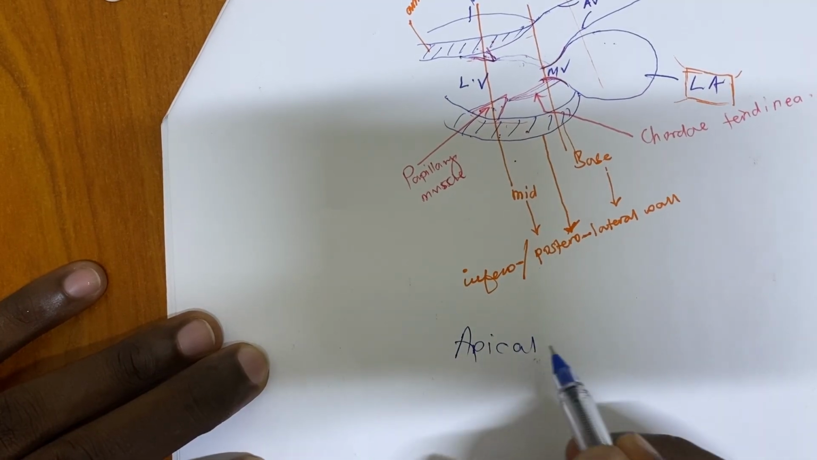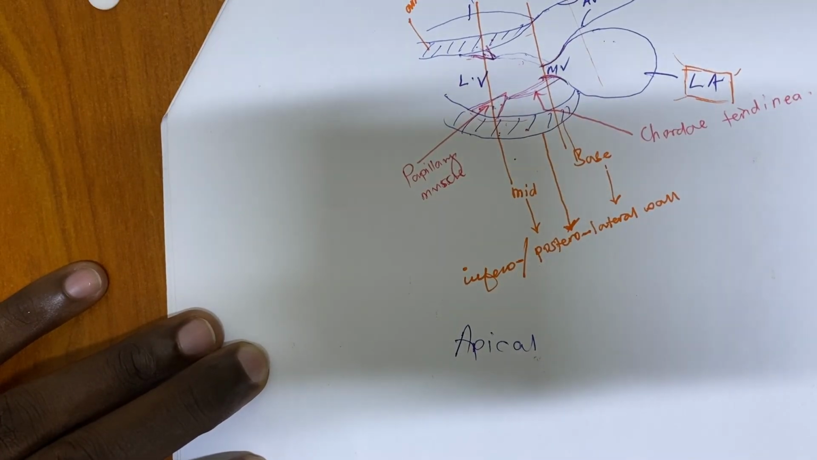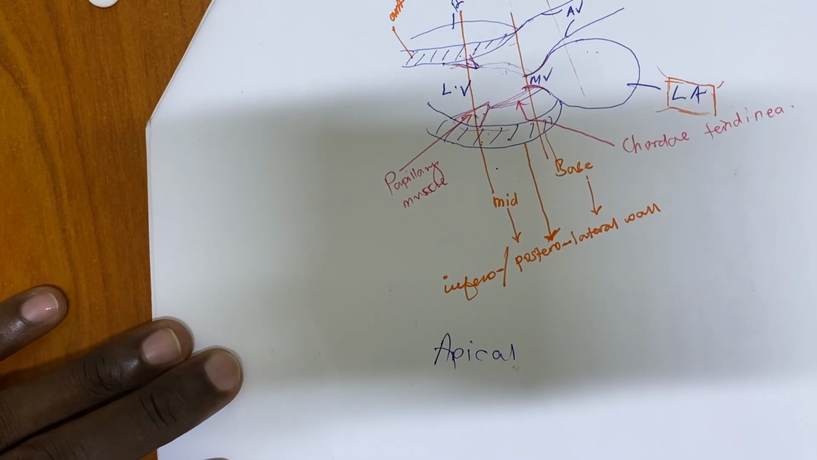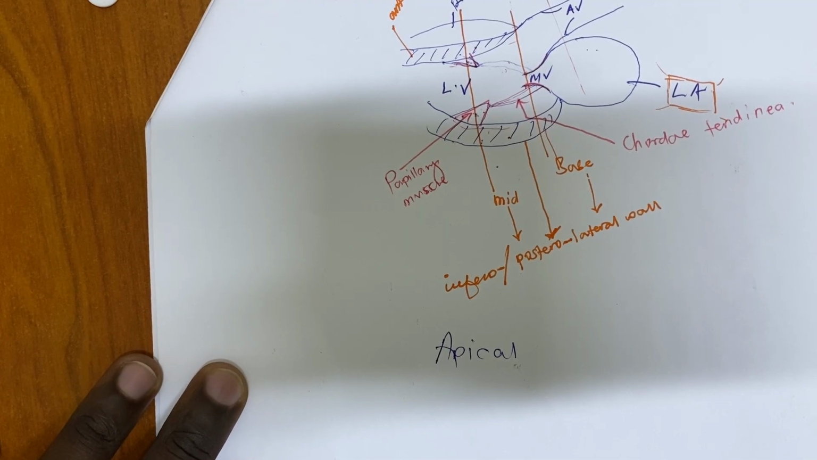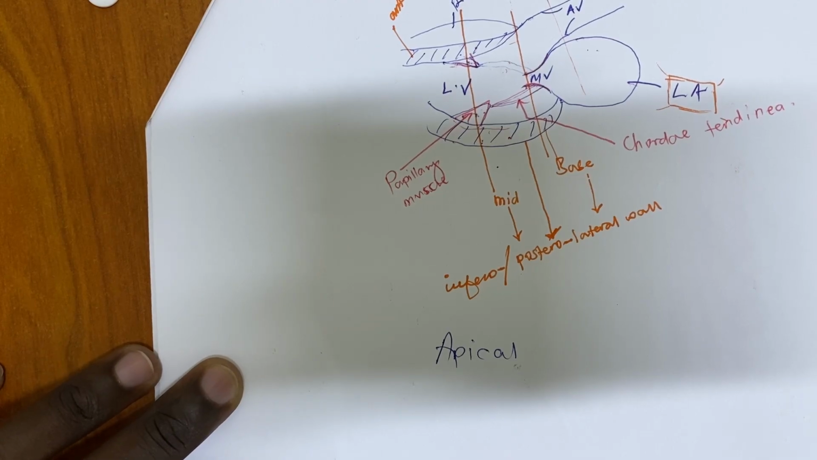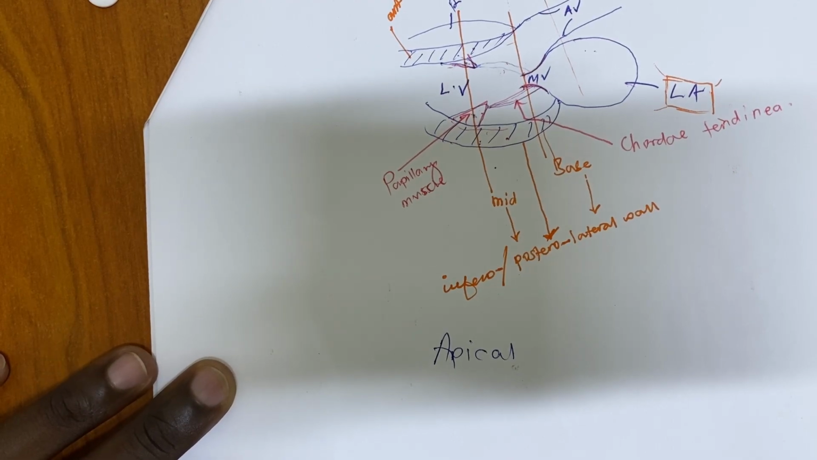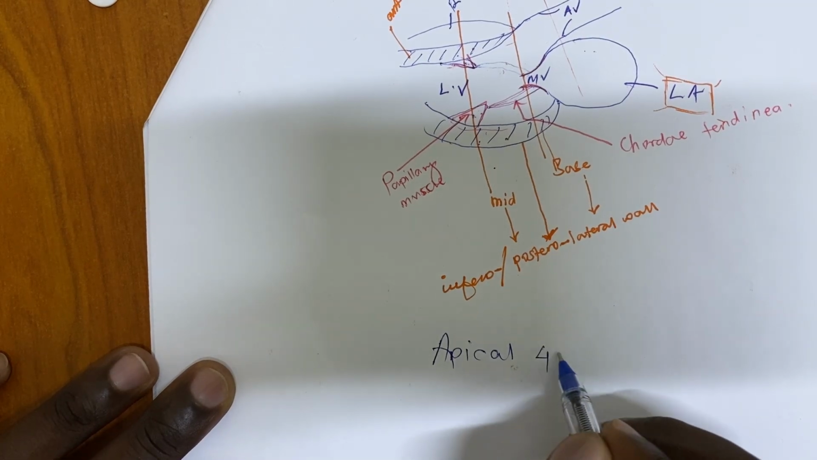Now another view is the apical. The apical views use the apical window, at the apex of the chest. If you get the cardiac impulse, when you touch, you will feel the heart. At that point, the apical impulse, you put the transducer with the probe marker pointing to the left side, and then you tilt a bit and you get the apical view. What we are starting with is the apical 4 chamber.